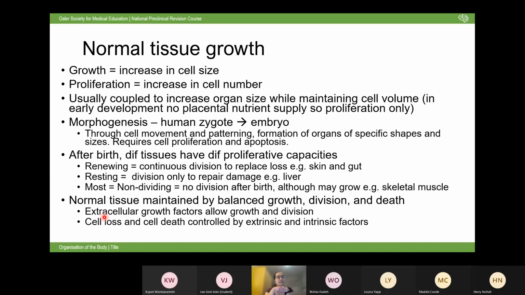And the liver is a very good example of a resting tissue, which is where there isn't continuous division, but when there is damage, it's able to compensate for that through division. And this is why we can have living donor liver transplants, where half of someone's liver will be taken and given to someone else, and then in both the donor and the recipient, the liver is able to replicate to generate a liver of the appropriate size for that person.